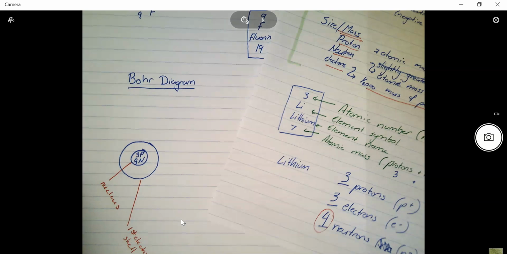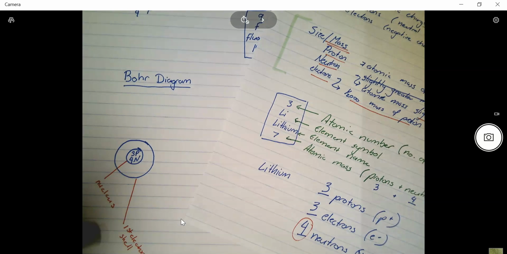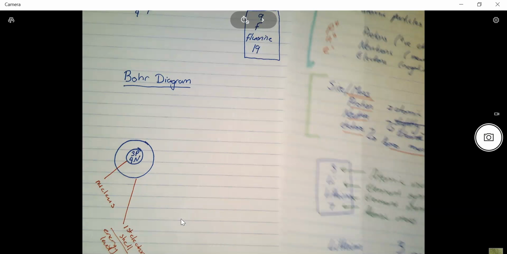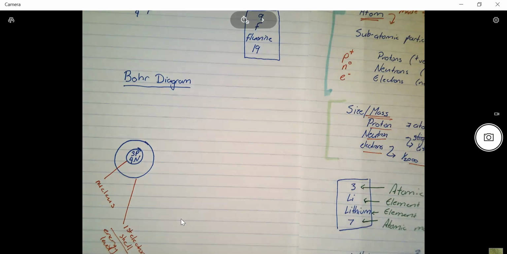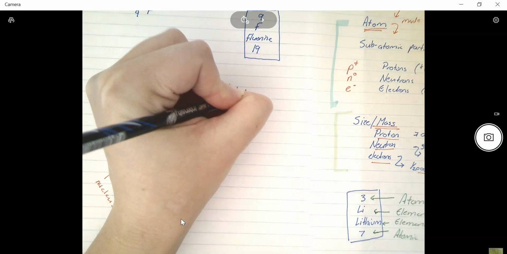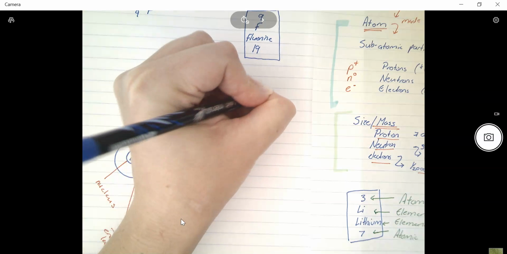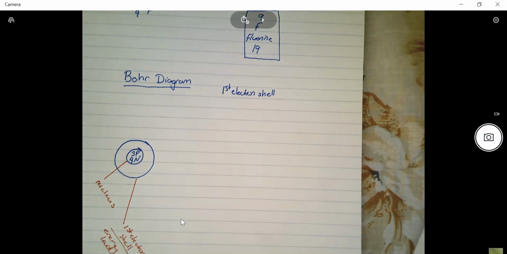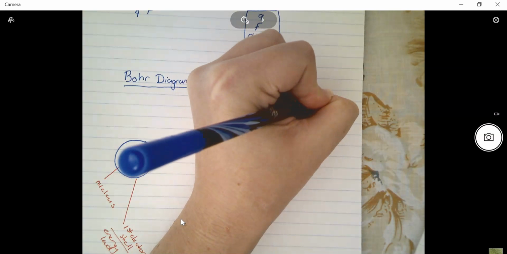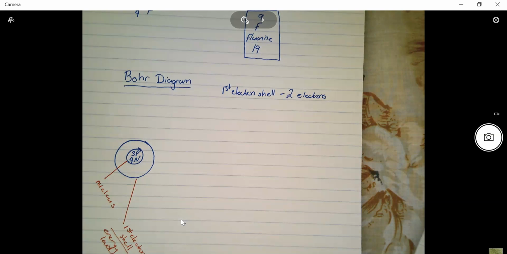Some textbooks and some videos don't call it an electron shell. Some call them an energy level. Okay, so this is the first energy level. What we know, and it's something you're going to have to remember, is that in the first electron shell, we know that 2 electrons can fit in there. Doesn't mean that 2 have to be in there, it just means that only 2 can fit.